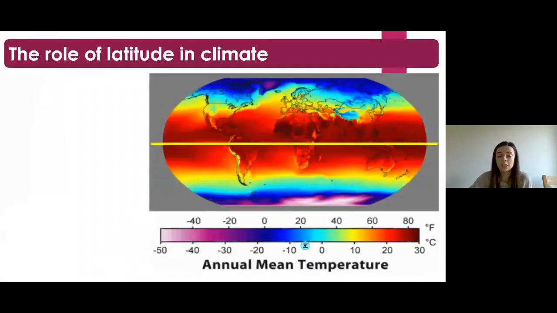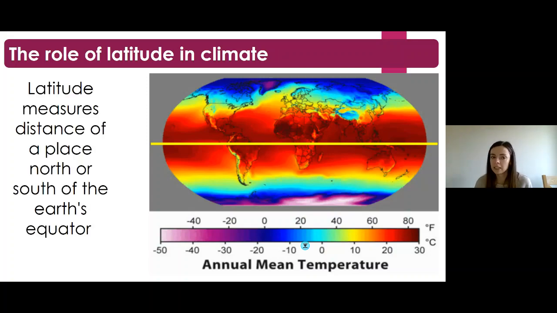right. So firstly, we're going to look at maybe more global scale impact on our climate, which is the role of latitude. The yellow line on the map there is the equator, which is 0 degrees latitude. So remember, the latitude measures the distance of a place north or south of the Earth's equator. For example, the United Kingdom is between 50 and 60 degrees north of the equator. Okay, the polar regions are around 80 degrees north of the equator.